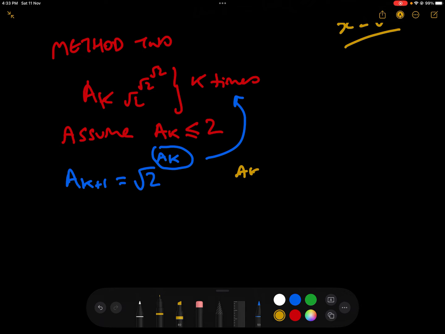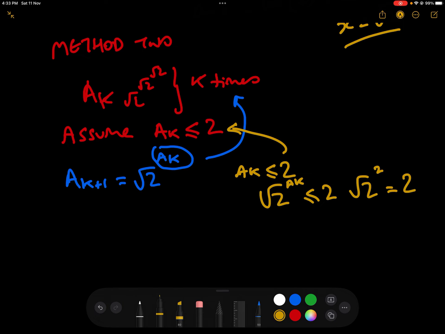But we know that a to the k is less than or equal to 2, or we assume that it is. Now, if a to the k is less than or equal to 2, then root 2 to the power of a to the k is less than or equal to 2, because root 2 to the power of 2 is equal to 2. So therefore, root 2 to the power of a to the k, which is less than or equal to 2, must be less than or equal to 2. So therefore, assuming that it is true for a to the k, then it is also true for a to the k plus 1.